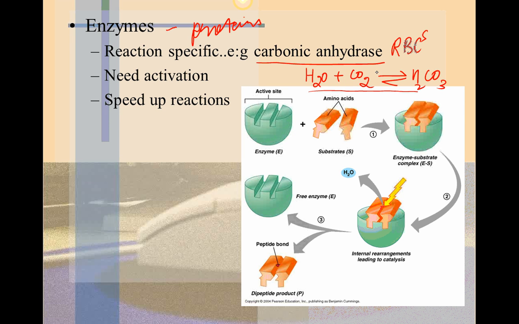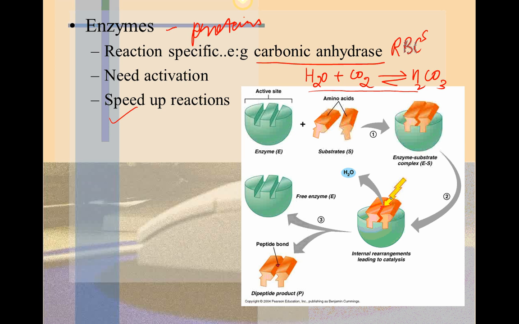And so because it's present in red blood cells, this reaction occurs really fast in the red blood cells. The same reaction occurs in plasma as well, but because carbonic anhydrase is not present there, the reaction does not occur as fast. So you can see one of the main properties of enzymes is to speed up reactions. However, they do not themselves get changed during the reaction.